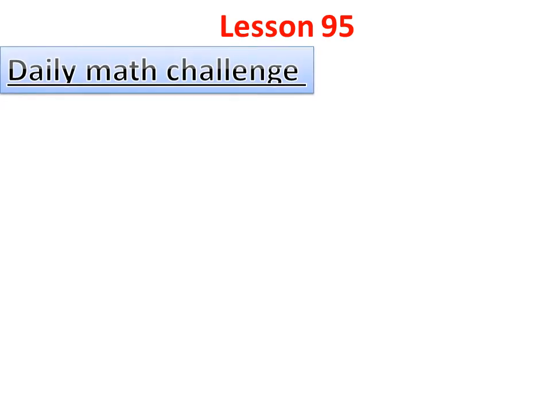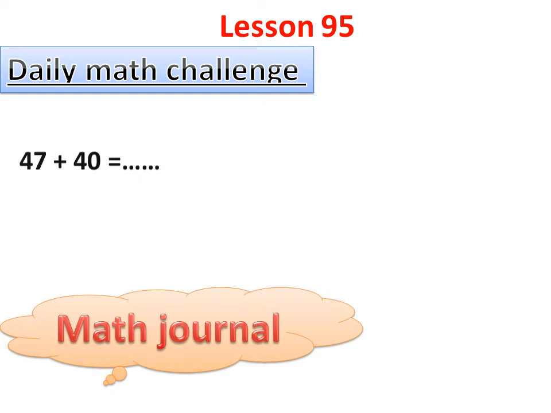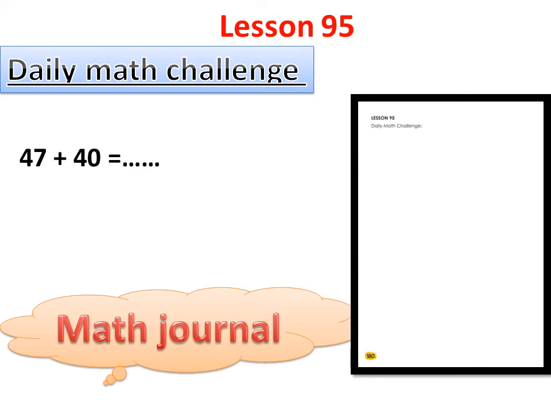Lesson 95, we will do again a daily math challenge. Open your math journal. I want you to do 47 plus 40 using place value. Don't forget, you will do it vertically, add the ones and then add the tens in the math journal. Open to lesson 95. I will teach you something new today. We will make 3D shapes using papers, okay?